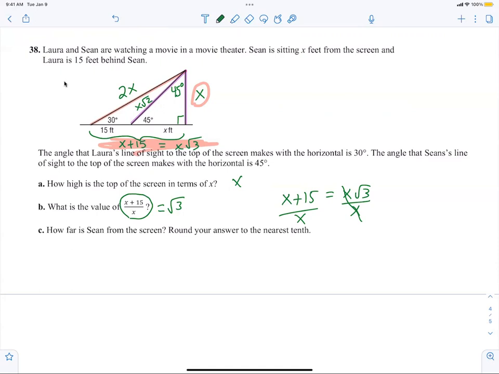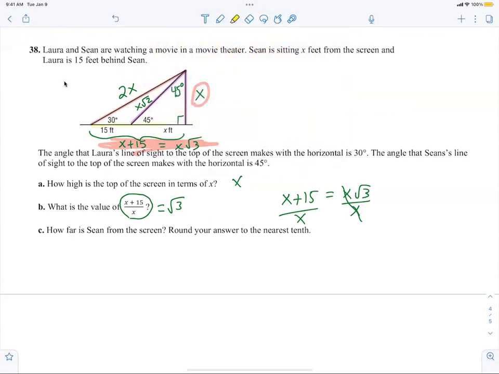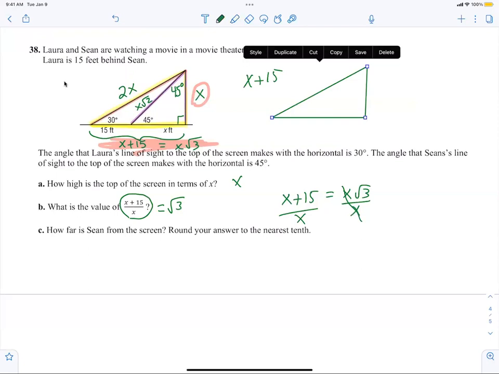Why is x plus 15 equal to x radical 3? Okay, so let me ask you this question, Harrison. Can you tell me what this distance is from here to here? Yeah, x plus 15, right? So now I'm asking you, look at the big triangle. Leave the x plus 15 alone. Here's what I have. I tried to make that triangle the big triangle. This right here is x. So what is this?